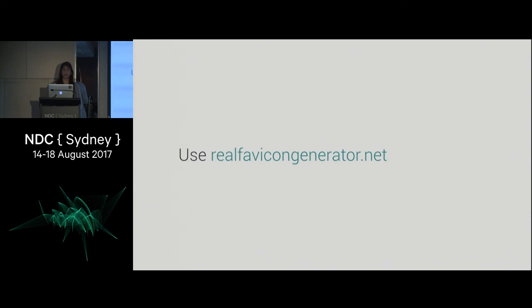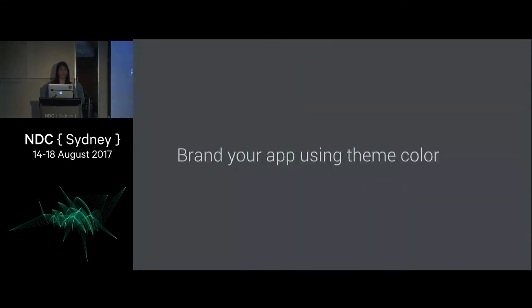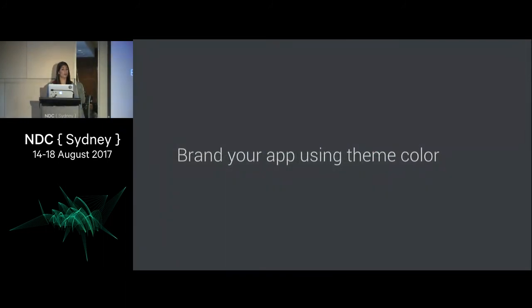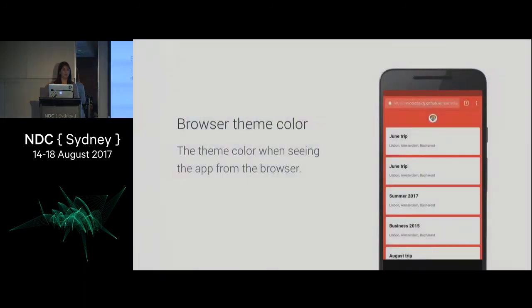Another thing we can do to make our app more like a native app is to brand our app using the theme color. The theme color is a great way to give our app a brand and uniqueness and feel native. But there are two types of theme colors. The first one is the browser theme color. This is the theme color that we see when we open the app from a browser.